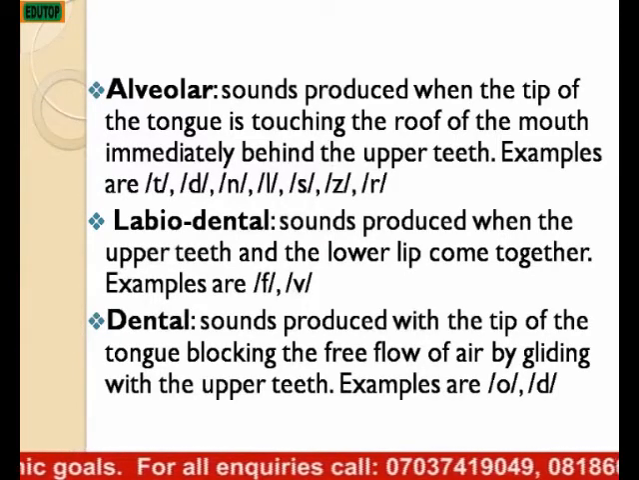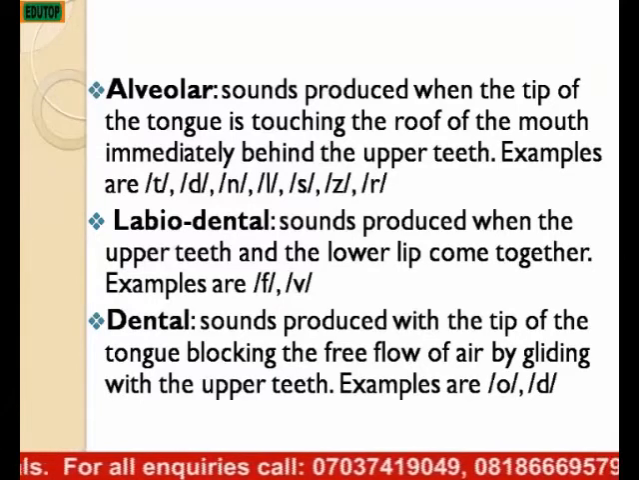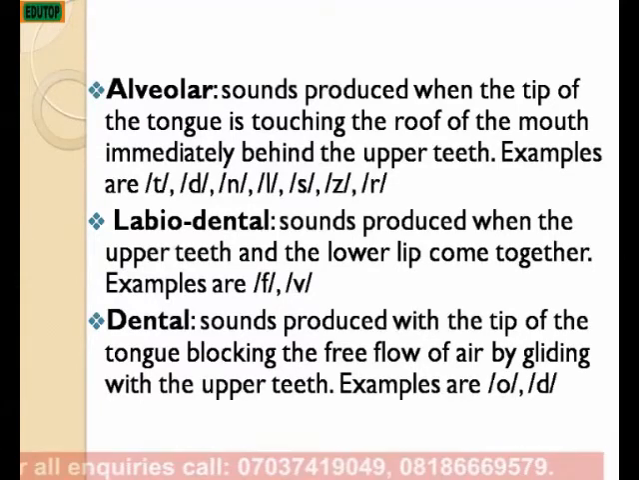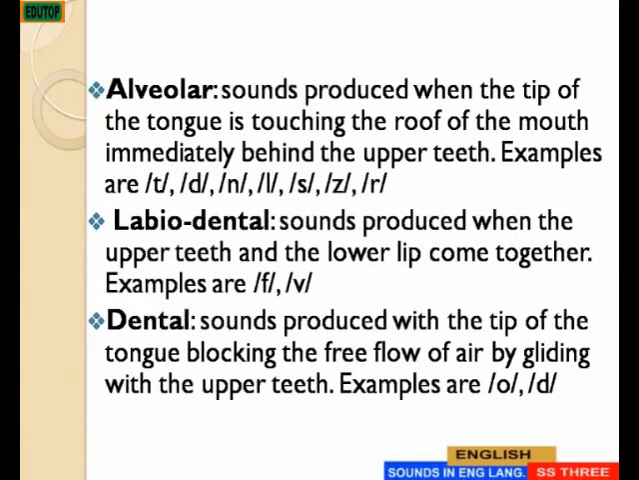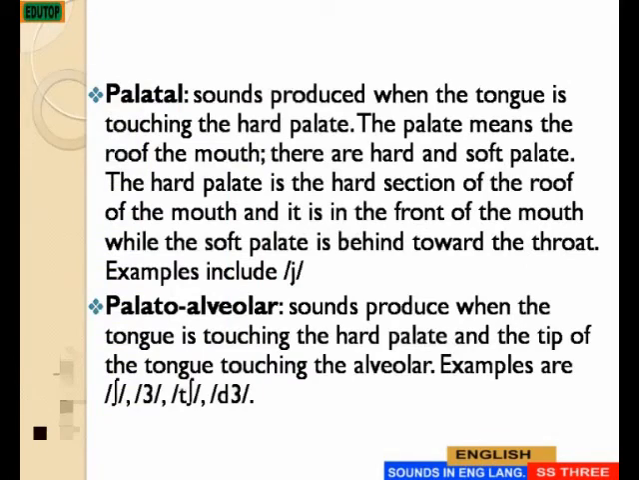That is, the upper teeth and the lower lip glide together. And examples of such sounds are... And the next one is the dental sounds. Dental sounds are produced with the tip of the tongue blocking the free flow of air by gliding with the upper teeth. Examples are the sounds... And we have palatal.